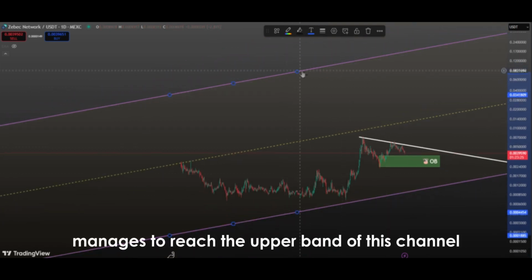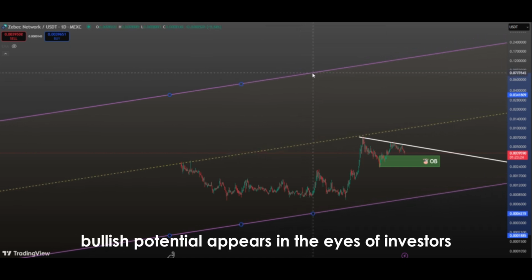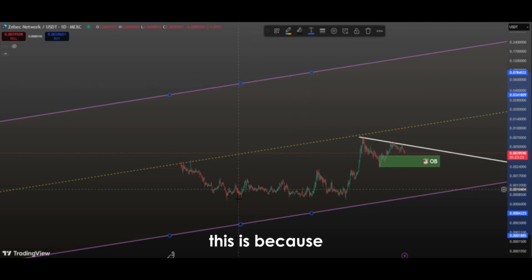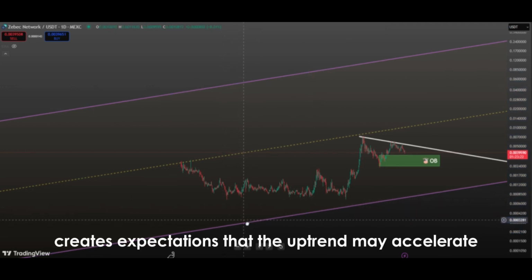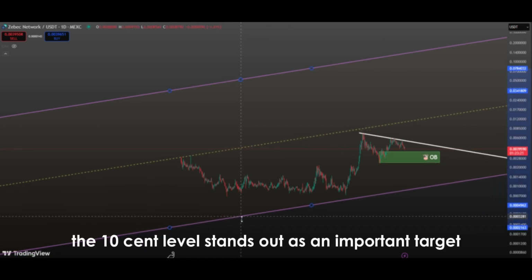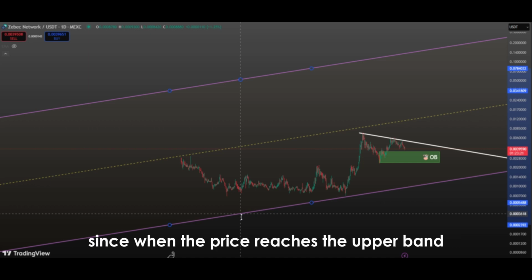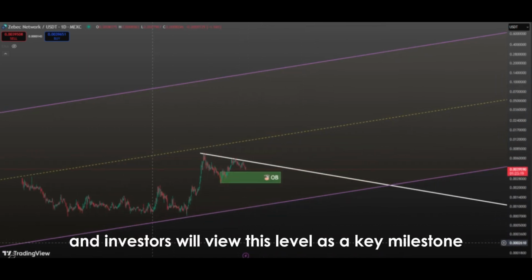If the price manages to reach the upper band of this channel, a stronger bullish potential appears in the eyes of investors. This is because the potential for the price to break the channel upward creates expectations that the uptrend may accelerate. Here, the 10-cent level stands out as an important target, since when the price reaches the upper band, it will naturally have touched this region, and investors will view this level as a key milestone in the short term.